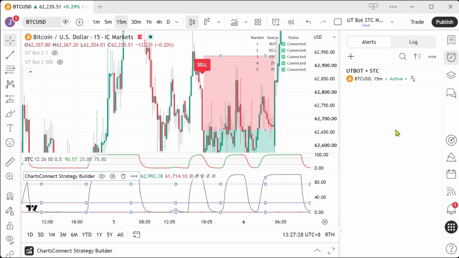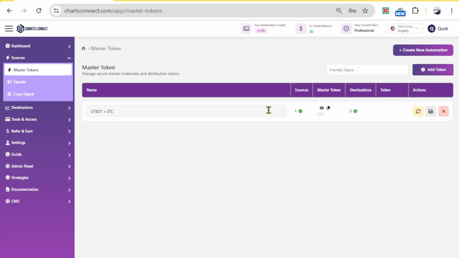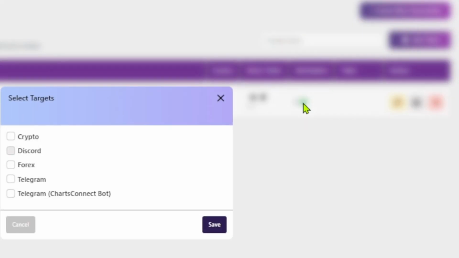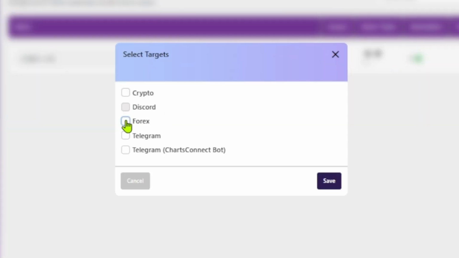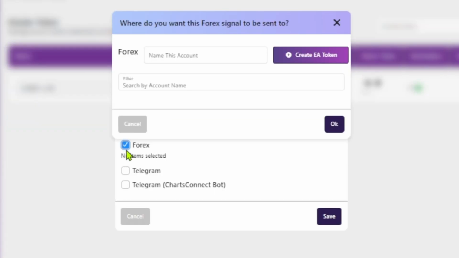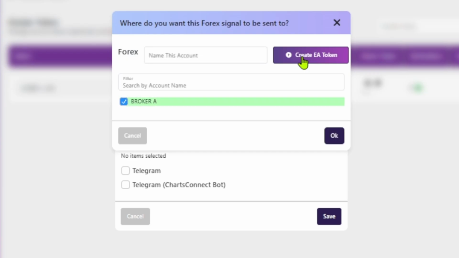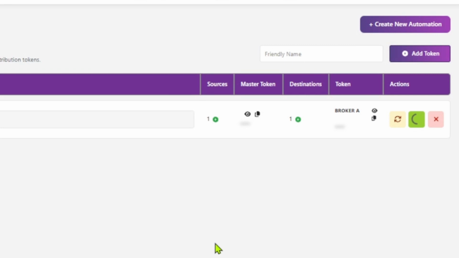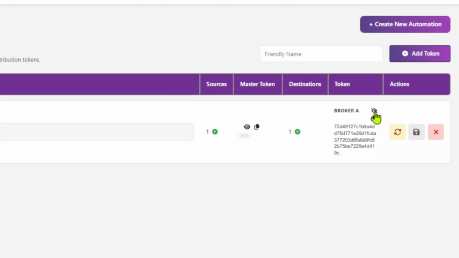The next step is to connect the signal to your MT4 or MT5 account to start automated trading. Now, let's add the broker account we want to send the signals to in ChartsConnect. Under your strategy's master token, let's add a destination. This is where the signals get sent. Select Forex to send the signals to MT4 or MT5. Create a destination name for this new broker for your own reference. Let's call it Broker A. Click Create EA Token and click OK. Save it. A destination token has been created.